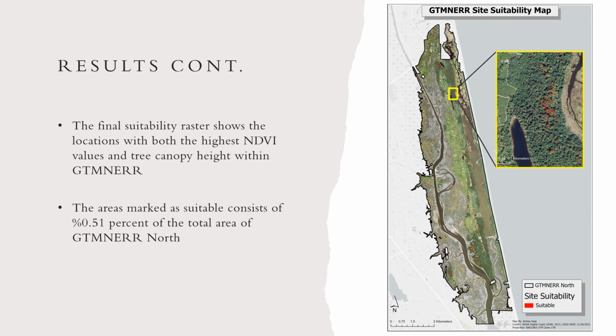So after those were put into the suitability model, this is the resulting map that I had. It is kind of hard to see from this range, so I do have an inset for this as well to see the areas that I was marking in red. So this, like I said, is showing the locations of both the highest NDVI values and tree canopy height within GTM. You can see those in this imagery, which is the NAIP imagery, in those big forested areas going mainly through the middle of the park and those higher elevations. The areas marked as suitable actually only consist of 0.51% of the entire area of the northern boundary.